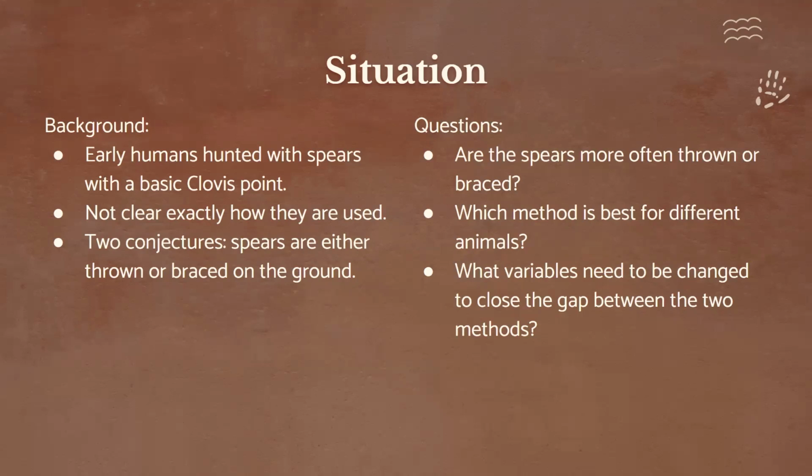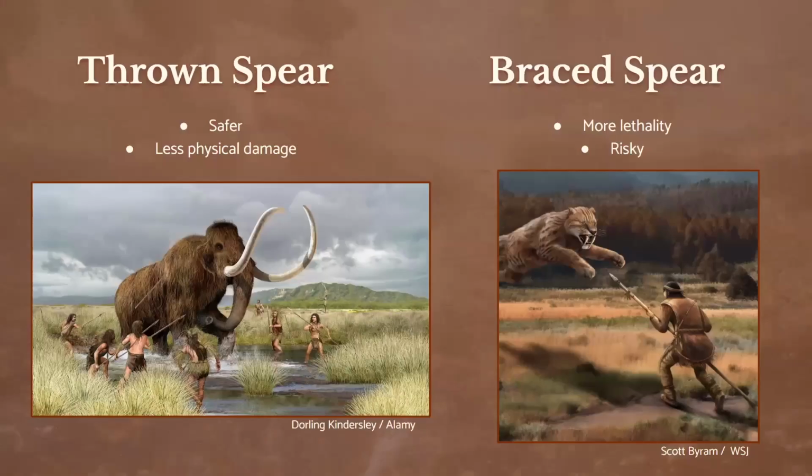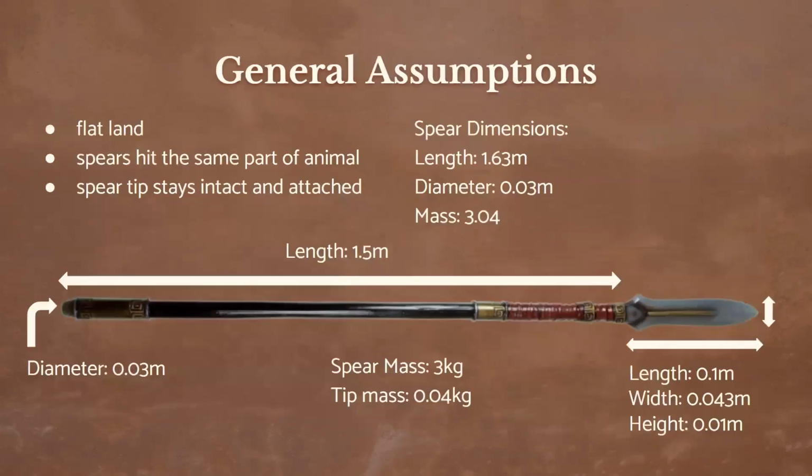Are spears more often thrown or braced? Which method is best for different animals? And what variables need to be changed to close the gap between the two methods? For the thrown spear, we know that the humans are farther away as they're throwing the spear towards the animal. However, there's less damage done to the animal because of that. For the braced spear, it's far riskier for the human as the animal is charging towards the human as they're holding the spear. However, it is much more lethal towards the animal due to the charging force.